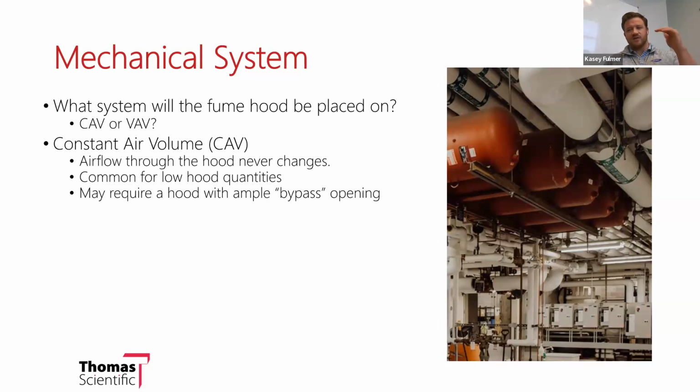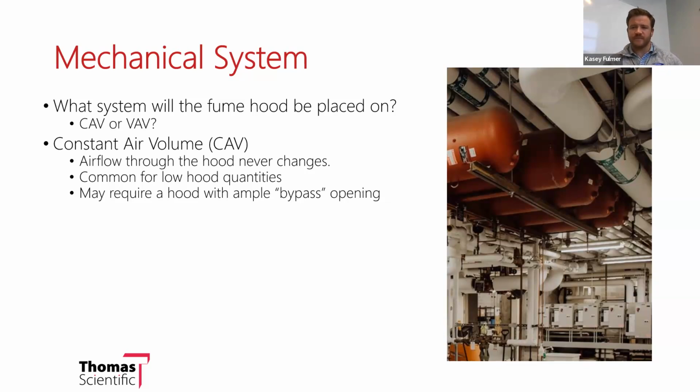So if you have that constant in your opening and closing the sash, your face velocity would change through the entirety of the sash, with the lowest point being entirely open and the highest point being just before close, simply because the area is changing. This is very common for low quantity of hoods. Anything less than 5 fume hoods would likely be found on a constant volume system, because the other types of mechanical systems are just more expensive to install, and the return isn't seen as fast with fewer hoods.